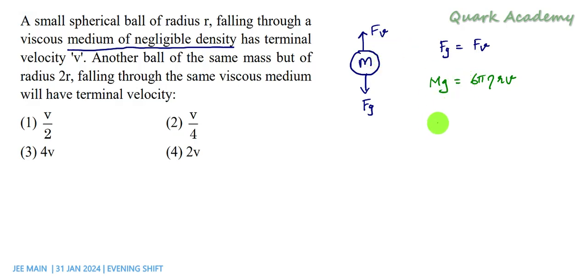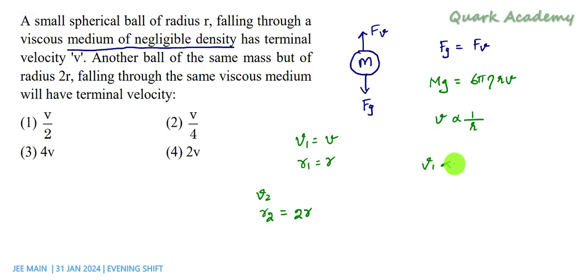We can just rewrite this. The mass, gravity, and all other quantities are constant. Only the radius and speed are variable. So I can write that speed is inversely proportional to radius. In the first case, the speed is v1 and the radius is r1. In the second case, let's consider the speed is v2 and the radius r2. So r2 is 2r. We need to find v2.